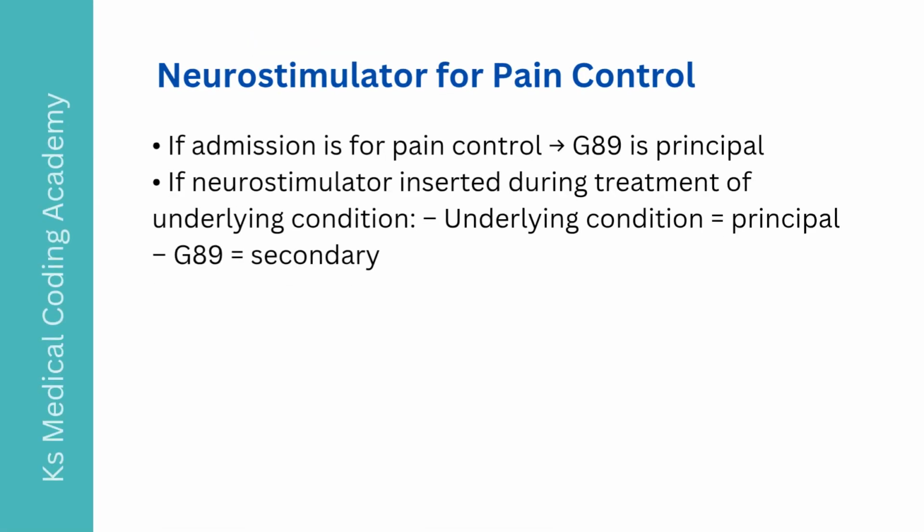Neurostimulator for pain control. If a neurostimulator is inserted only for pain control, G89 is principal. If the neurostimulator is inserted while treating the underlying condition, the underlying condition is principal and G89 is secondary. Sequencing depends on the reason for the encounter.